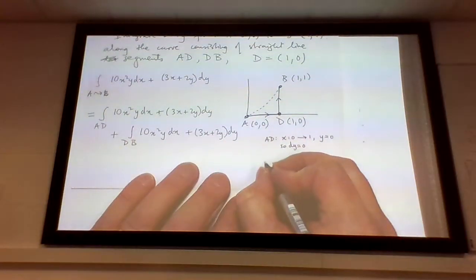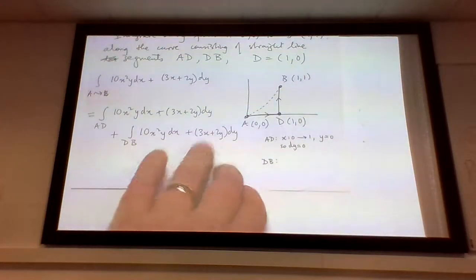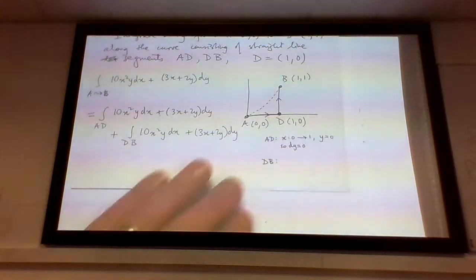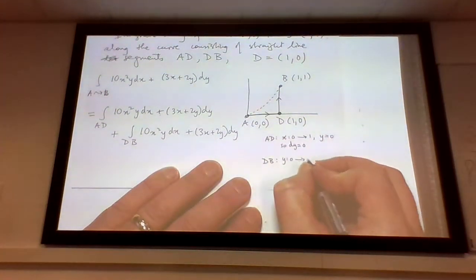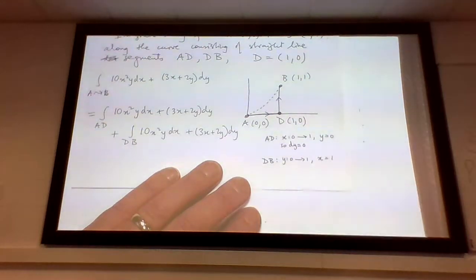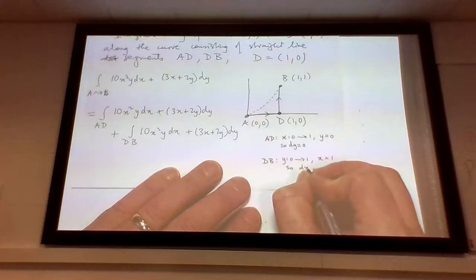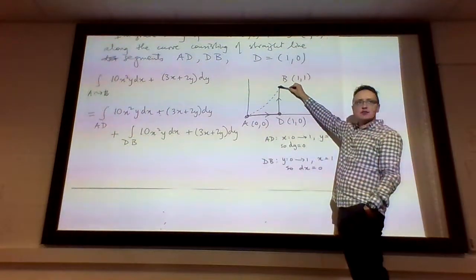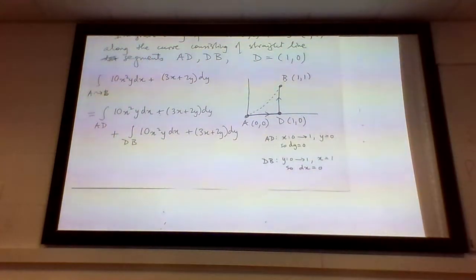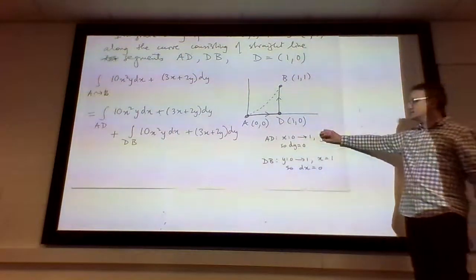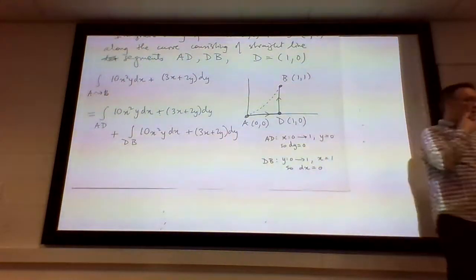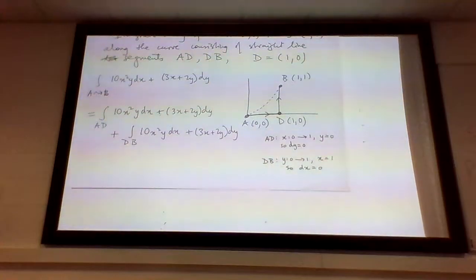Whereas on the curve D to B, this vertical straight line segment, the situations are reversed. Here, y is going from 0 to 1. x is fixed at the value 1, and so again, dx is 0, because x is a fixed constant value on this portion of the curve. So we've got nice, straightforward behavior of the variables x and y on the two parts of the curve. And this is what allows us to do the evaluation.